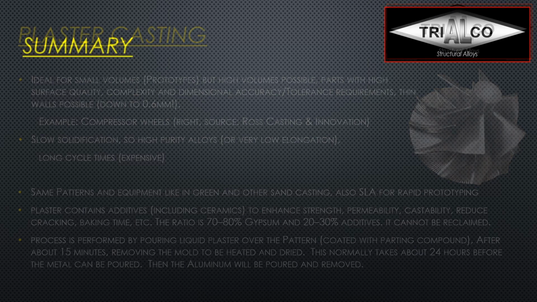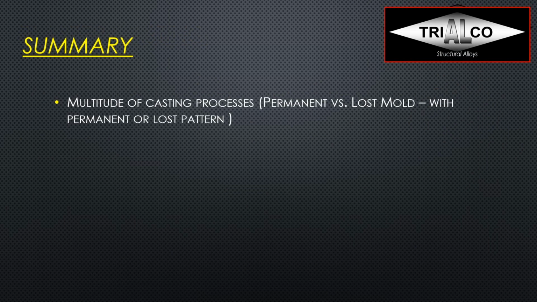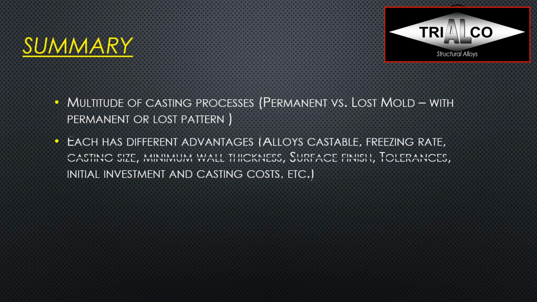Now we get to the summary. We have seen a multitude of casting processes. We mainly distinguished between permanent mold, where we use the same mold over and over to make the castings, and lost mold. And within lost molds, we also distinguished between permanent patterns and lost patterns. So each of these processes has different advantages. It also depends on which alloy we want to cast, because some alloys are only castable in certain processes and not in others. And then, which kind of freezing rate do we want to get, or do we need to get?